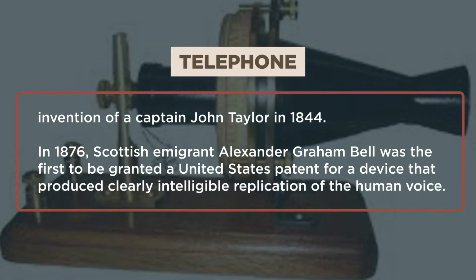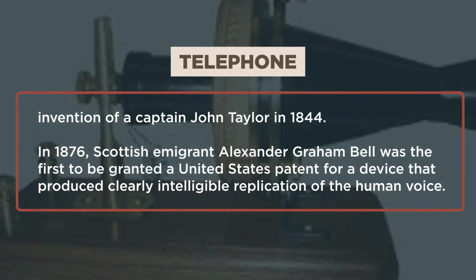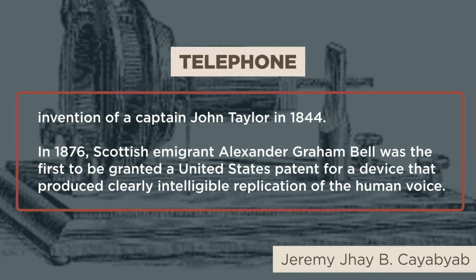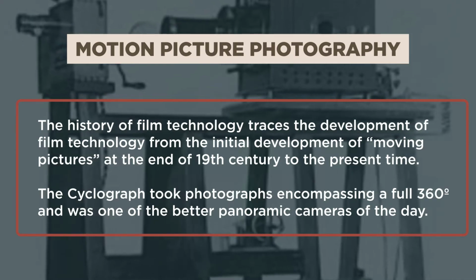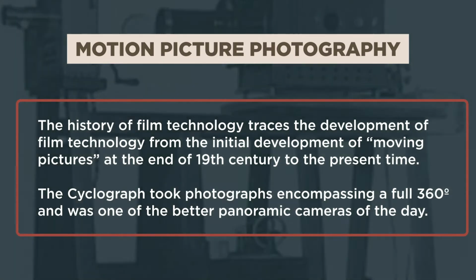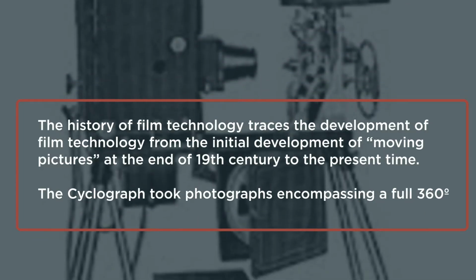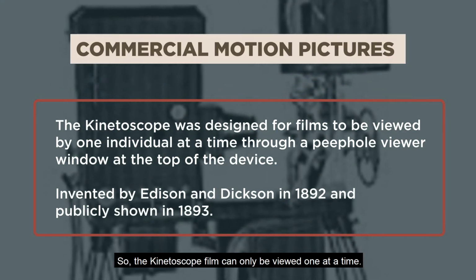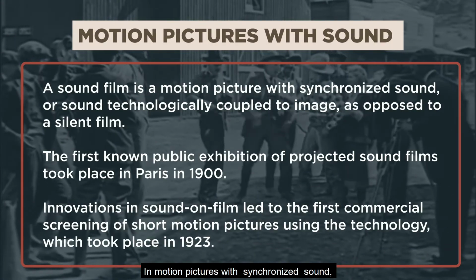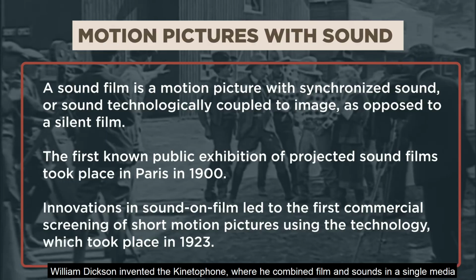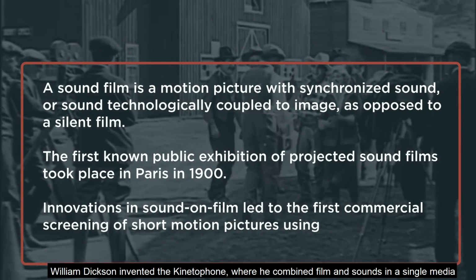Telephone. It was invented in 1876 by Alexander Graham Bell, used to communicate between two or more users even though they are far from each other. Motion picture photography: a series of still photographs on film projected in rapid succession onto a screen by means of light. It is an early device for displaying moving images. Commercial motion pictures. So the kinetoscope is where only one individual at a time can watch the film. Motion pictures with sound: a motion picture with synchronized sound. William Dickson invented the kinetophone, which combined film and sound in one device.